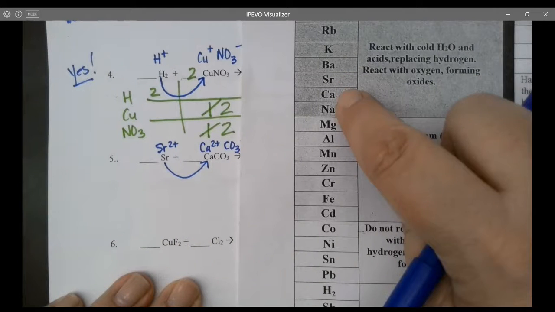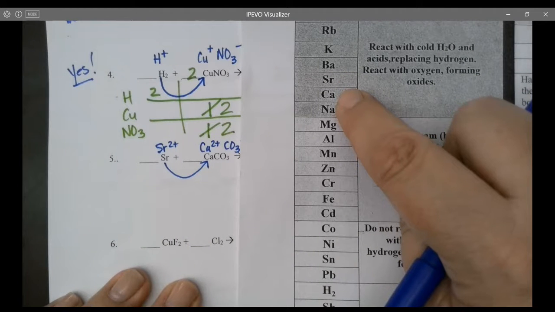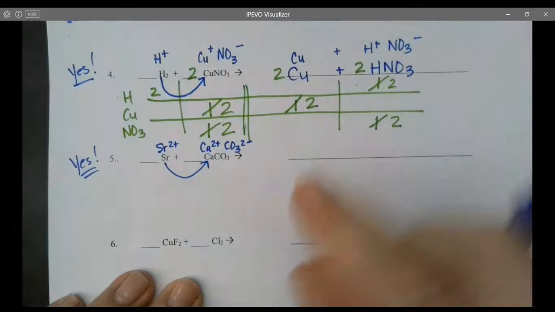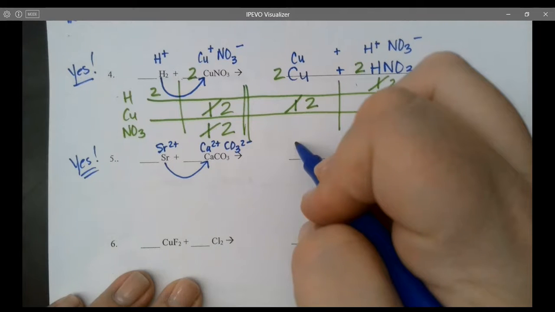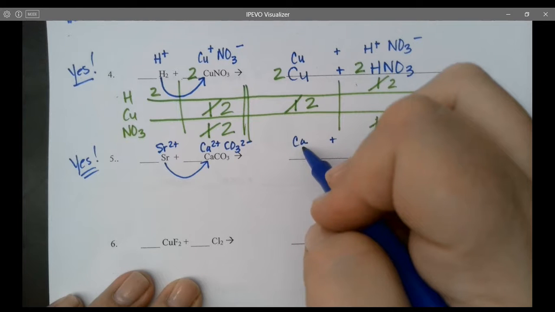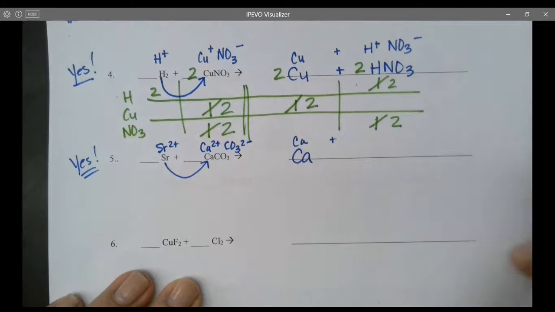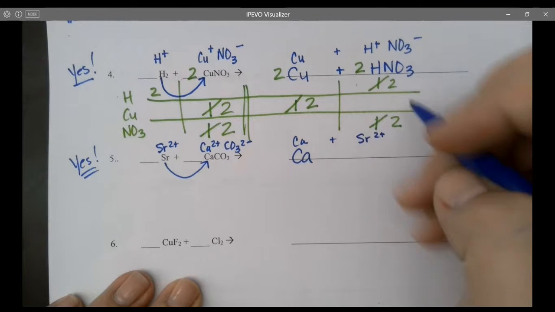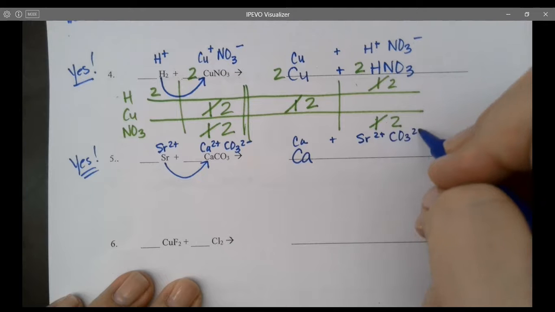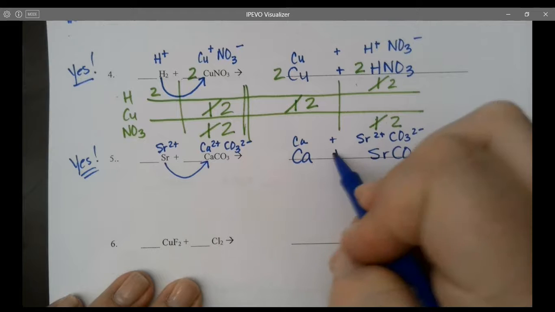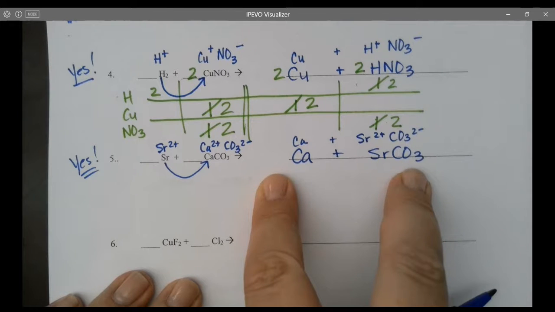So SR is here, and it's just above Ca. It is just slightly reactive enough to kick calcium out. So this is a yes. Okay, so that means calcium is going to come over here and be on its own. And I know that calcium is not part of Brinkelhoff, so it'll just be a regular atom. And then I'm going to have SR, which is +2, with CO3, which is -2. They are equal and opposite, so SrCO3. And those are my new products.